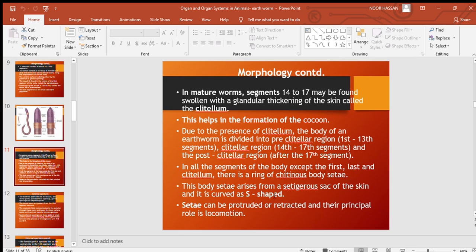These body setae arise from a setigerous sac of the skin, and they are curved and appear S-shaped. These setae can be protruded or retracted, that is, withdrawn in, and their principal role is locomotion.